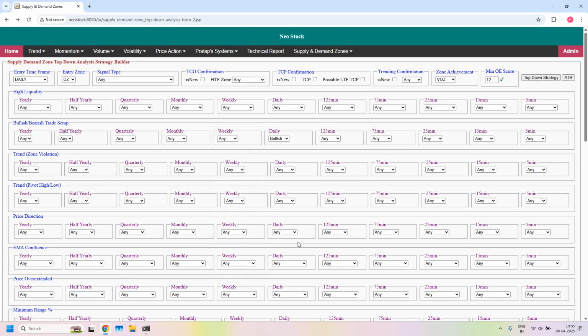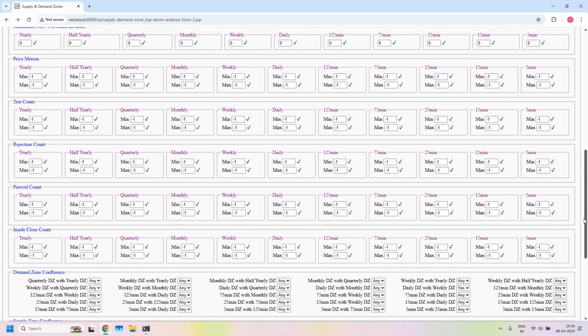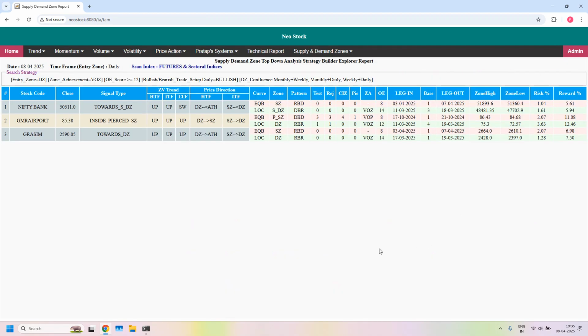Removed EMA filter. In the demand zone confluence, 3 filters we have to set. Daily with weekly. Next, daily with monthly demand zone confluence. Weekly with monthly demand zone confluence. With all the 3 filters, we got 3 stocks. So daily is overlapped with weekly, both together again overlapped with monthly demand zone.